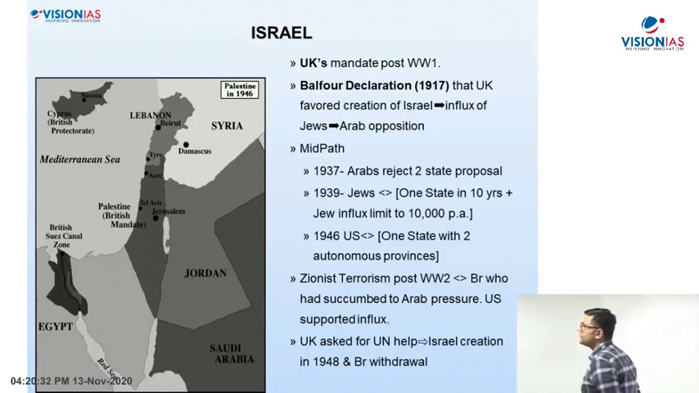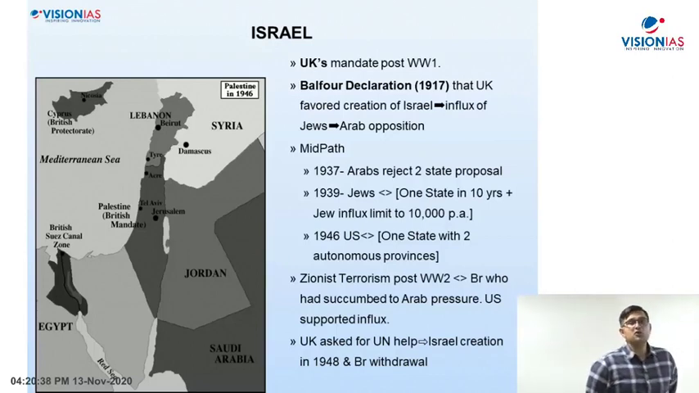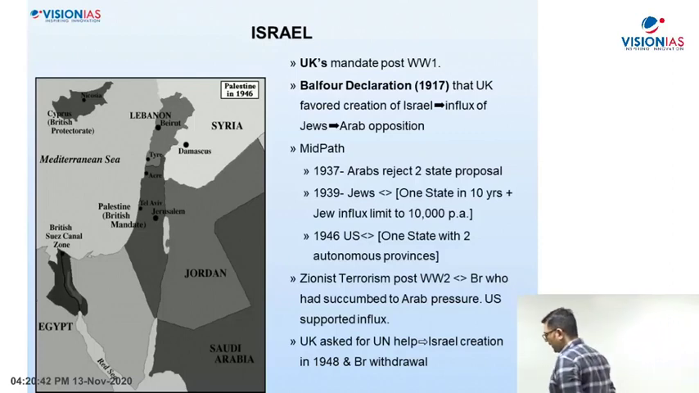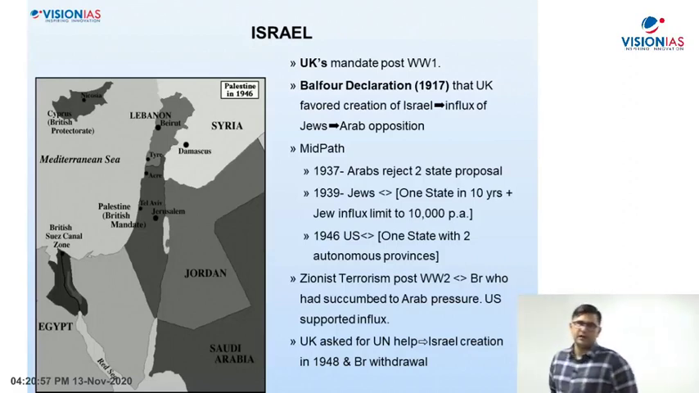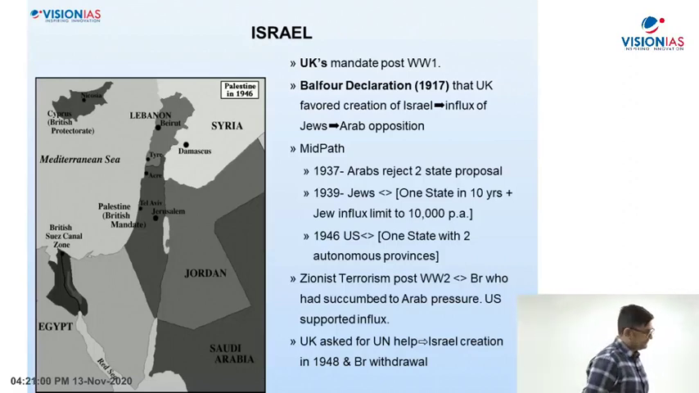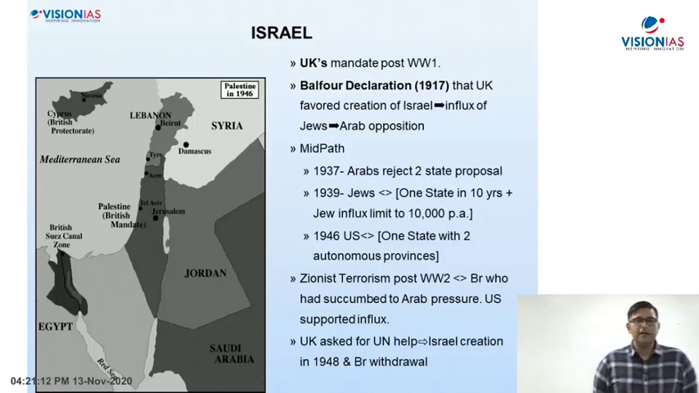This solution was rejected by the Palestinians. They said, no, we don't like this two state solution. One state solution, that is, let there be one country, and the central government will be very weak. That is, the union list will have very few items, whereas the state list will have maximum items. We'll create two provinces, one province of Palestine, one province of Israel, and there will be a central government. The central government will be very weak. This proposal was rejected by the Jews and the US. They were hell-bent that there should be a separate country of Israel. Finally, around 1947, the United Nations passed a resolution creating Israel and Palestine separately.